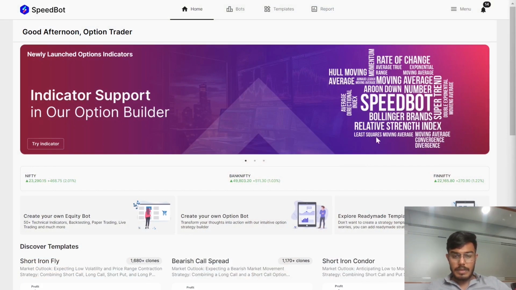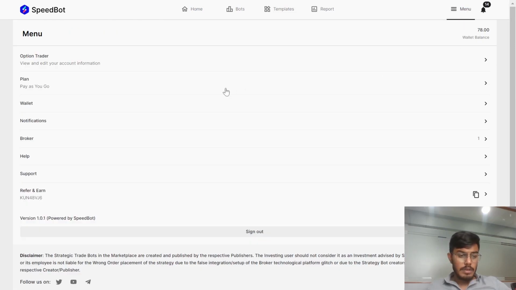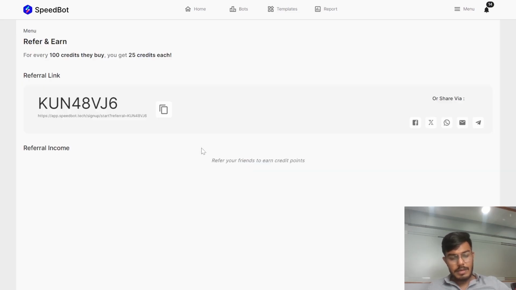Perfect. Parth, you need to sign up on Speedbot, and then you can go to the menu on the top right hand side. Over here, you'll see refer and earn. Click there, and you can read the instructions: for every 100 credits your customer, family or friend buys, you will get 25 credits, that is 25% of whatever they buy. This is basically a recurring income that you can have for yourself.